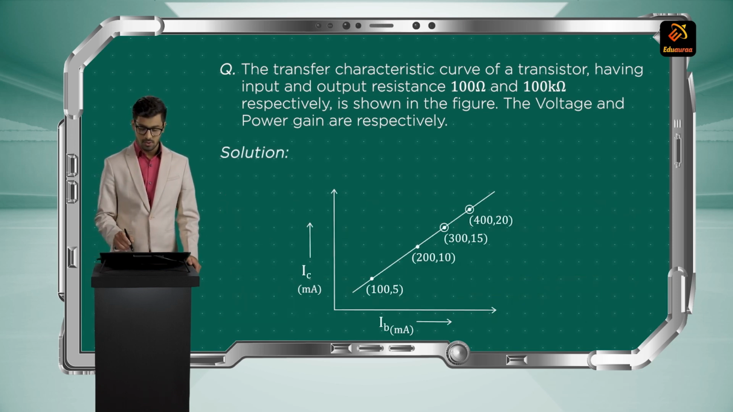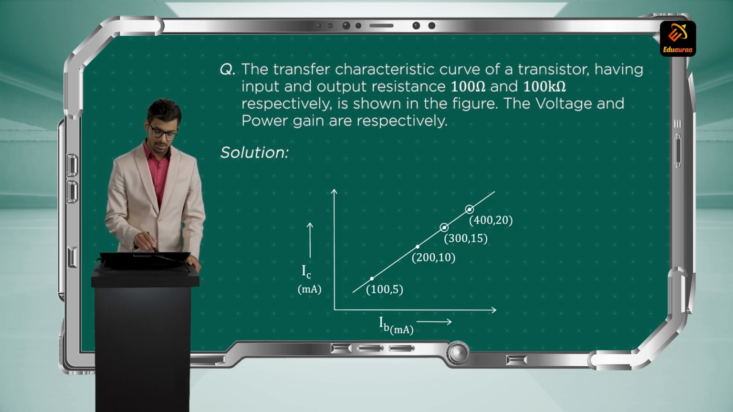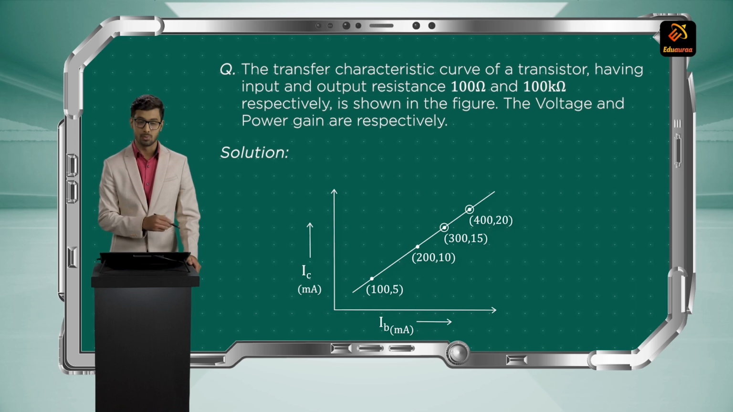So in this question, we are given the graph of IC versus IB, where IC is the output current and IB is the input current, and this is called the transfer characteristic. This is a graph of a common emitter configuration of an NPN transistor, which is a straight line. What we have to find is the power gain and voltage gain.